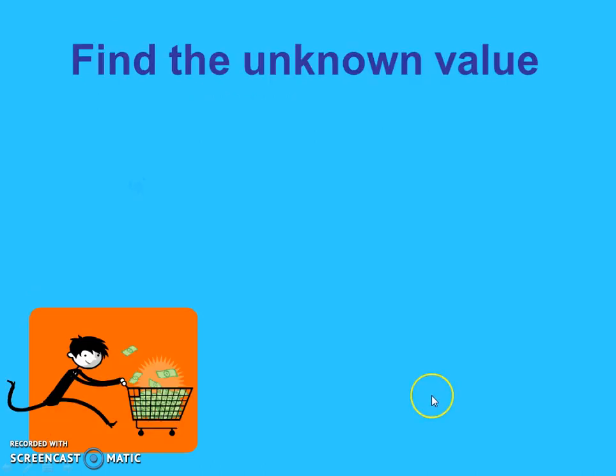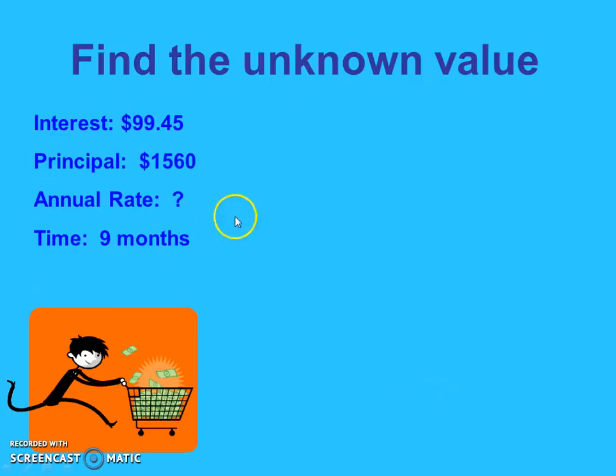All right, so this time we're going to look for an unknown value. Let's say I know that I earned $99.45 in interest, and my principal amount, my starting amount, was $1,560. If I only left that money in that account for 9 months, what would my annual interest rate have been? We're still going to start with our same equation, I = PRT, and think about what we plug into each part. For I, I'm plugging in the $99.45. For P, principal, that's $1,560. The rate is my unknown, so that stays as a variable.